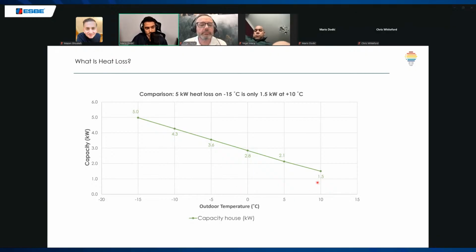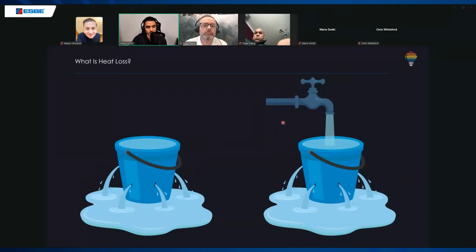The same house at +10, so when outdoor is +10 or +5, which is most of the heating season, needs only 1.5 kilowatt, or 2 kilowatt at 5 degrees. So if we are pushing the 5 kilowatt we need to design for all the time, we are losing energy and efficiency. This is why outdoor temperature and weather compensation are important. If you remember the bucket from the last slide, we can really push the heat that is needed at that point.